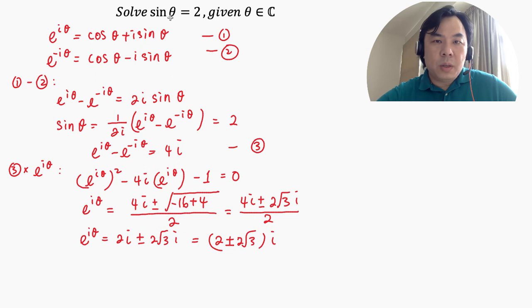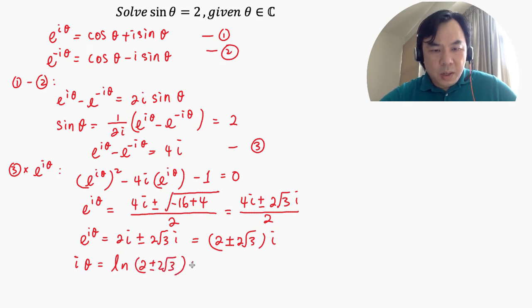Of course, I'm interested in the theta itself. So maybe I can take a ln, for instance. Let me see what do I have here. Now I can say that my i theta is equal to ln of i times 2 plus or minus 2 surd 3, of course.